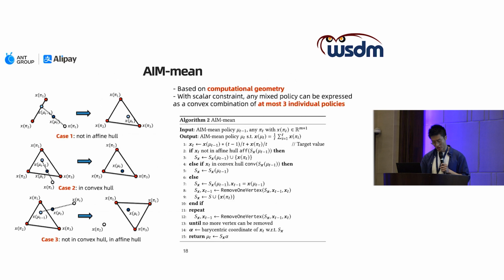Based on computational geometry, we propose a method to maintain a mixed policy as an AIM policy throughout this learning process. By carefully designing updates for the set of active policies in 3 different cases, we ensure that the target mixed policy can be expressed as a convex combination of the active policies, whose measurement vectors are affinely independent. This resulting AIM mean method, depicted on the right, achieves the same performance as the original mean method while maintaining an AIM policy. In this 2-dimensional case with a scalar constraint and a scalar reward, it is clear that any mixed policy can always be expressed as a convex combination of at most 3 individual policies.